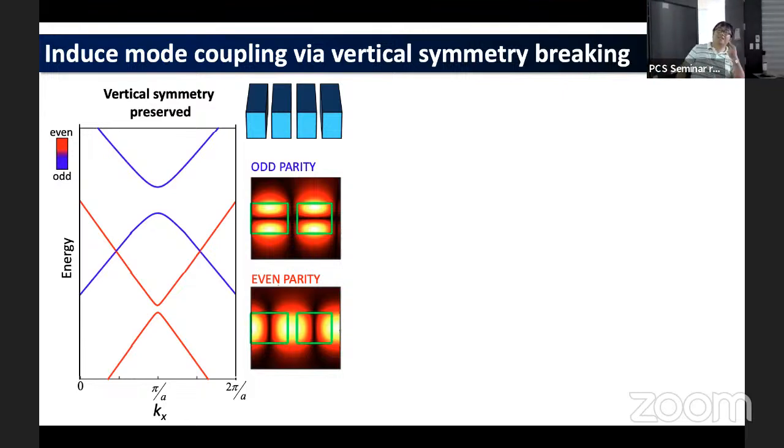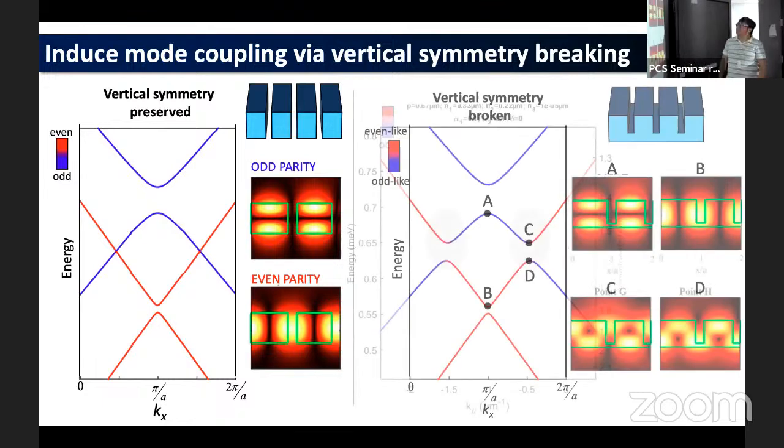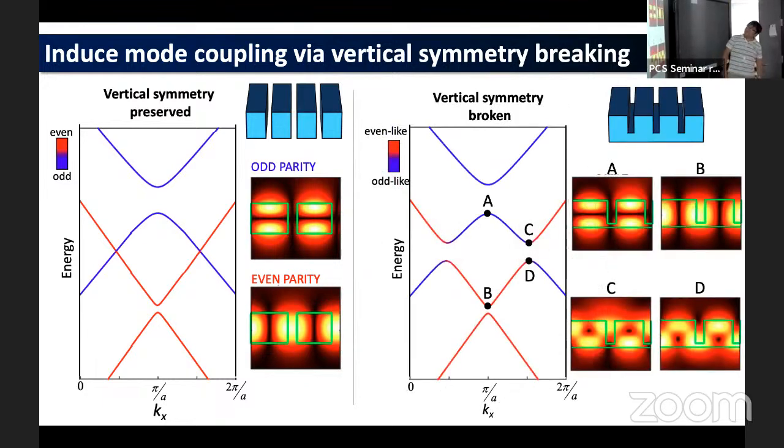So instead of having just one band gap for the fundamental guided mode, which has even parity, we also have a second band gap for the odd parity. But then they will cross each other. Since odd and even cannot be coupled, we need to break this vertical symmetry to make this blue and red couple. One of the easiest ways is to perform what we call spatial etching.